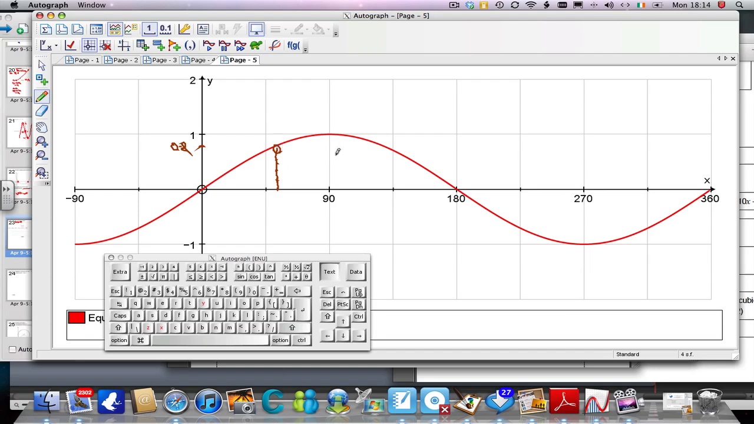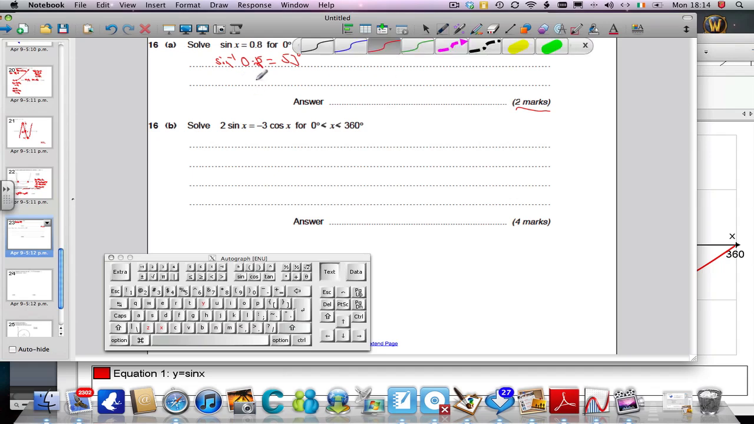But if you have a look at the graph, you can see there's symmetry. That means that 53 degrees in this direction, the other solution, which is going to come from right here, is going to be 53 degrees back from 180 because the graph is symmetric. So if you do 180 take away 53, that will give you your second solution. 180 take away 53 is 127, and there's your two solutions, 53 and 127.